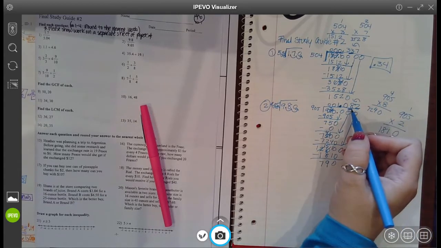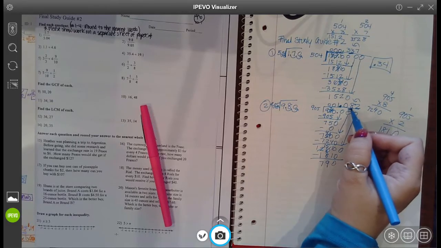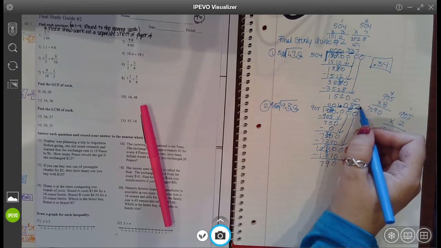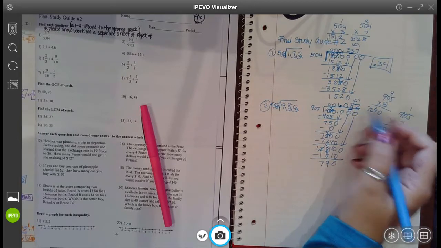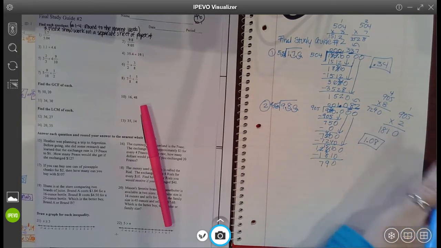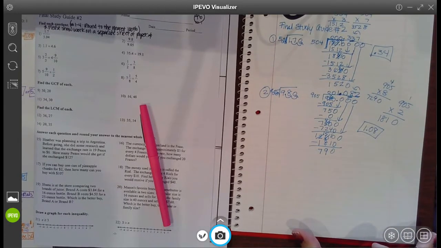Remember it said to round to the hundredths place, so I needed to go one number further than that. If the number behind the one you're focusing on is 4 or below, it stays. If the number behind it is 5 or above, it'll go up 1. It falls into the 4 or below category because it's a 2, so that stays an 8. So my answer is 1.08 rounded to the hundredths place. All right, for my next one, number 3.